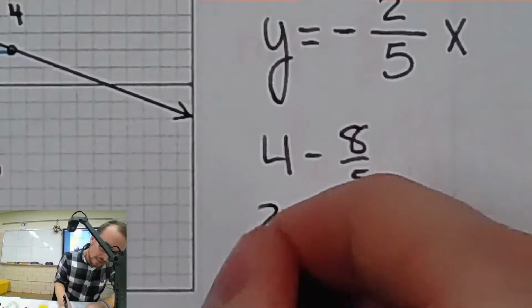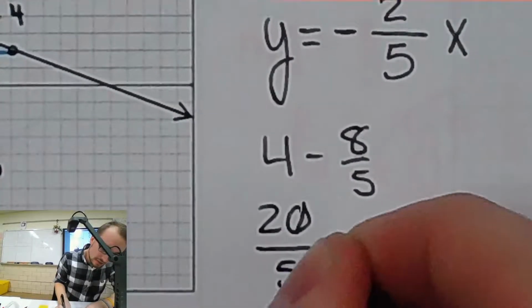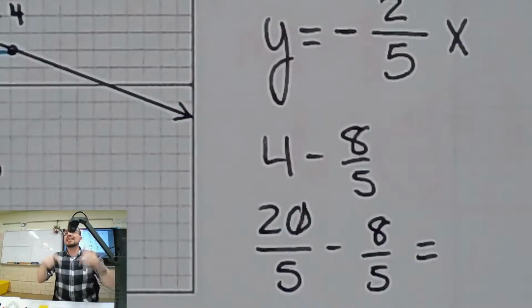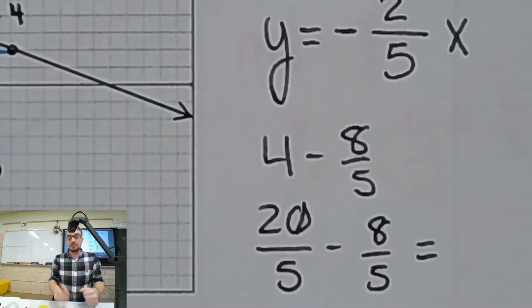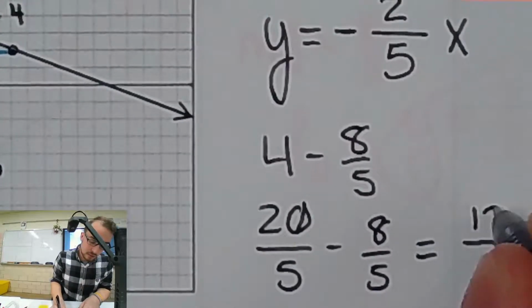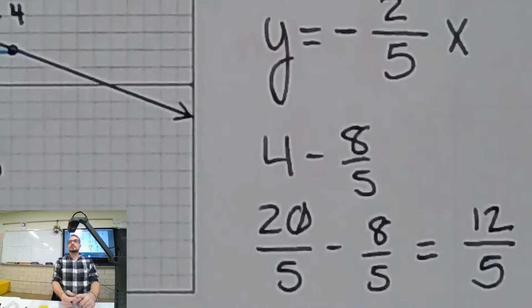So another way to think of this is that we didn't change the problem. We just wrote it in a different way. We changed our perspective. And this is a more helpful perspective because now I've got 20 fifths and we're taking away 8 fifths. How many fifths do I have left over? 12 fifths.